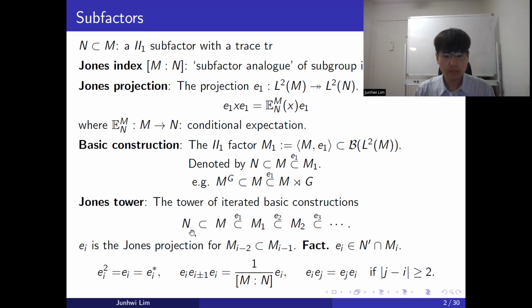By iterating the basic construction, we get a tower of II_1 factors. This is called the Jones tower. And here, E_i is the Jones projection for M_{i-2} inside M_{i-1}. And E_i lies in the relative commutant of N inside M_i. And the Jones projections satisfy these three relations.